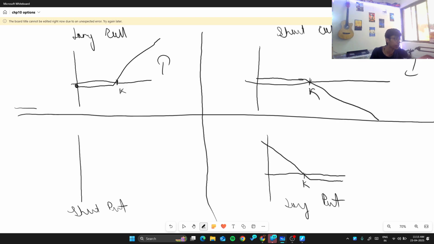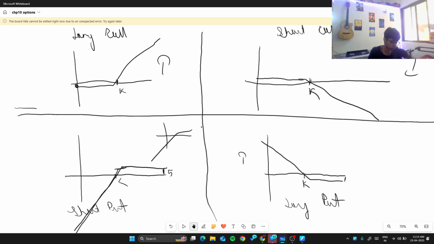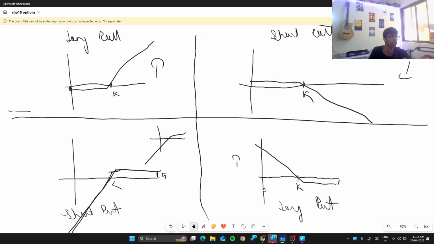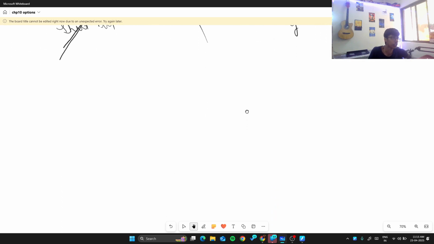The short put is different. If he is paying $5 here, we will earn $5 here, and it goes like that. And at K, if he's earning money, then we will lose the money. That's how it works. The short call is opposite. So it is a thing to remember, and don't forget this diagram. Remember this. It is very important.